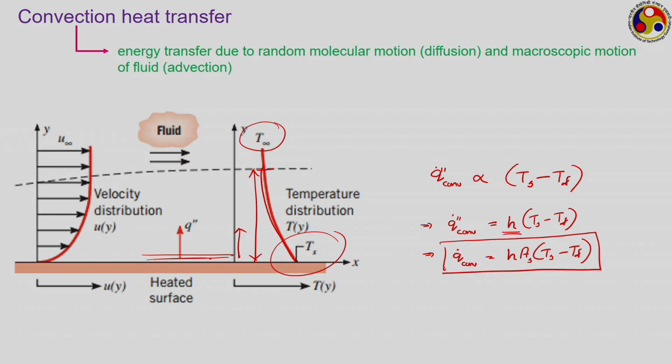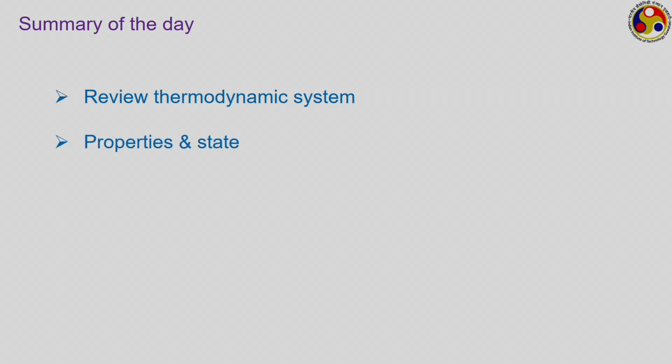So, this is where I would like to end the introduction of the day, where we have briefly reviewed the thermodynamic system, the concept of properties and state, and different laws of thermodynamics. We have seen that the zeroth law of thermodynamics gives us the concept of temperature. The first law tells us how to calculate the magnitude of heat transfer, and the second law tells us the direction of heat transfer, but none of the laws of thermodynamics tells anything about the time scale associated with heat transfer or the modes of heat transfer.